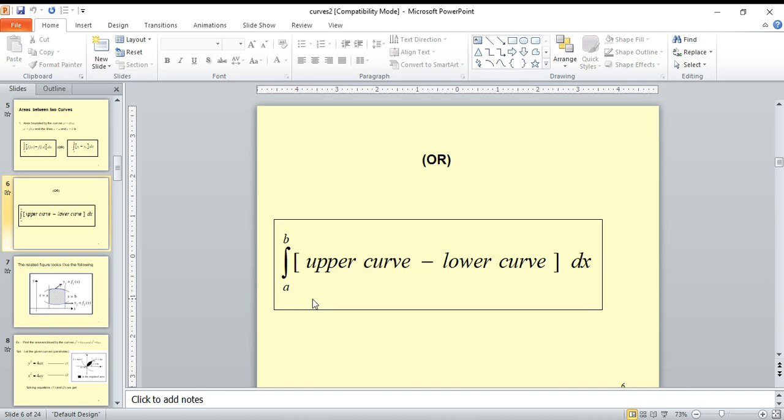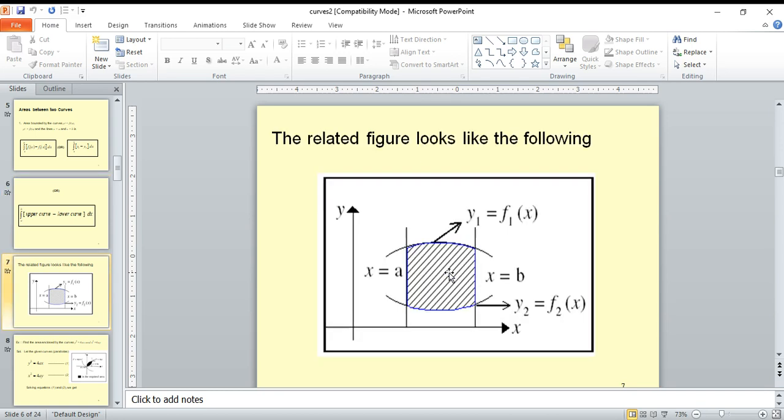If we take lower curve first and upper curve second, it will give the minus answer. So minus square units. If we take lower curve minus upper curve, it will give minus answer. We take first as upper curve minus lower curve. In the related figure, y1 equal to f1 of x is the upper curve, and y2 equal to f2 of x is the lower curve. Upper curve minus lower curve, interval a to b.